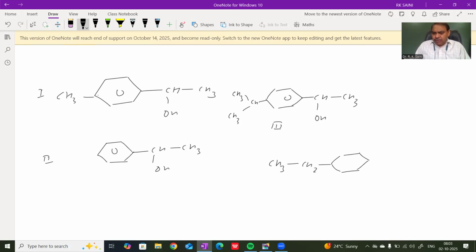Substituted benzyl alcohols undergo dehydration reaction in presence of acid catalyst. Find the rate of E1 reaction. In E1, they change into carbonium ion. For example, in case of first, the carbonium ion is this. In case of second, the carbonium ion is the following. In case of third, the carbonium ion is this. And in case of fourth, the carbonium ion is this. On the basis of the stability of carbonium ion, we find the rate of reaction.